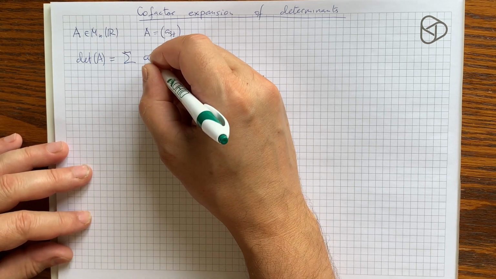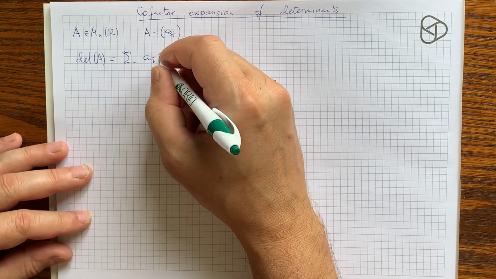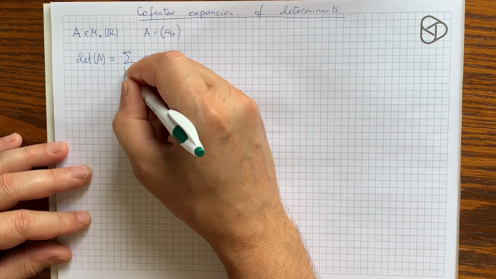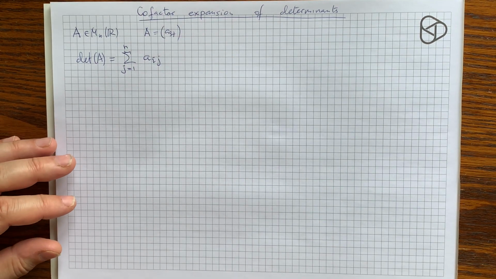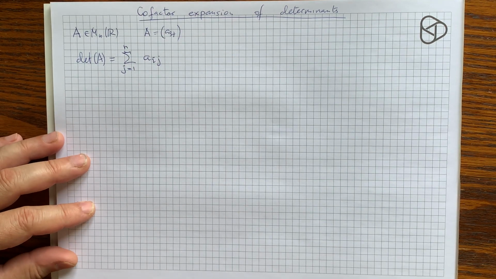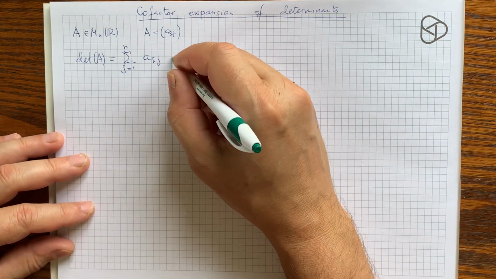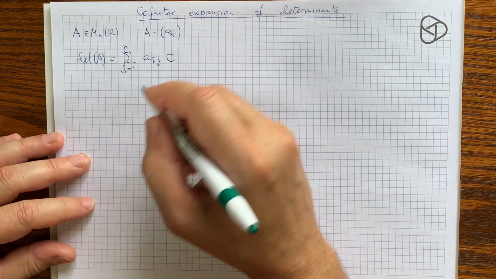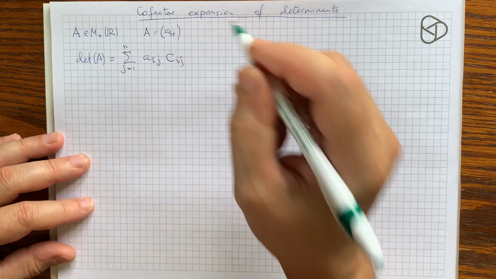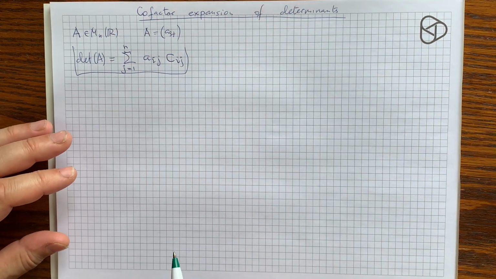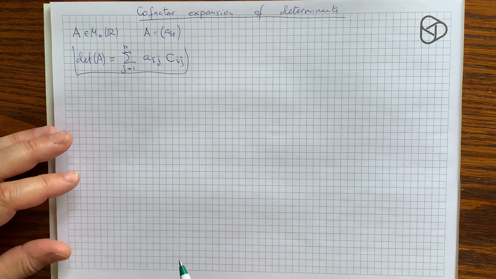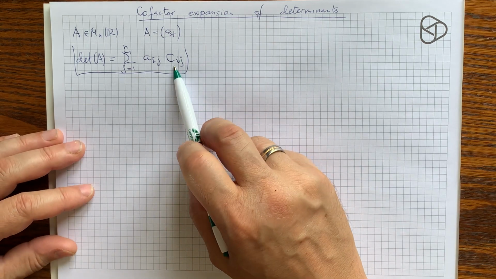Let's imagine row number i. So i is fixed, j is a position in the row, it changes for all possible values from the first to the last. And then each such entry has to be multiplied by a quantity which is called cofactor. So this is the Cofactor expansion. The interesting bit, of course, is the cofactor.